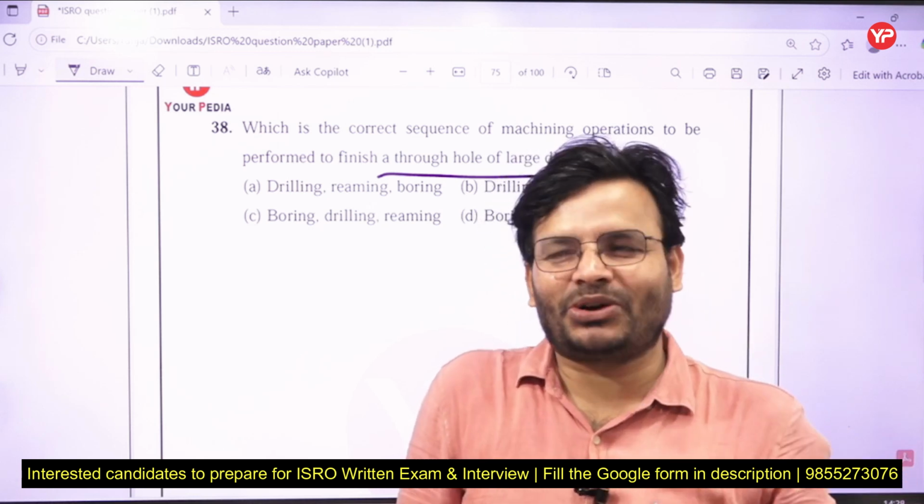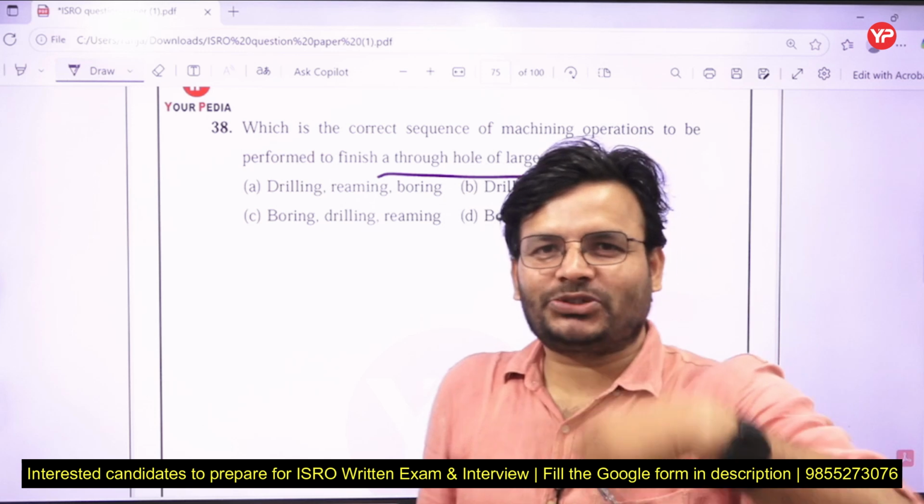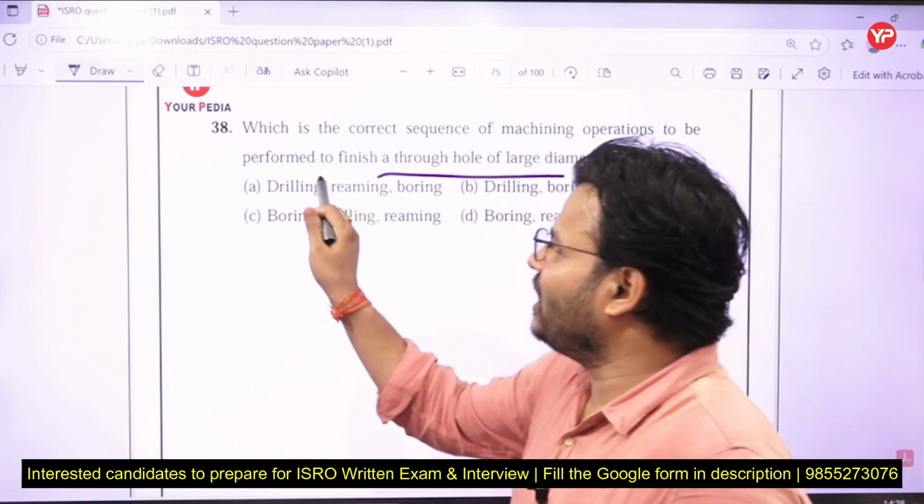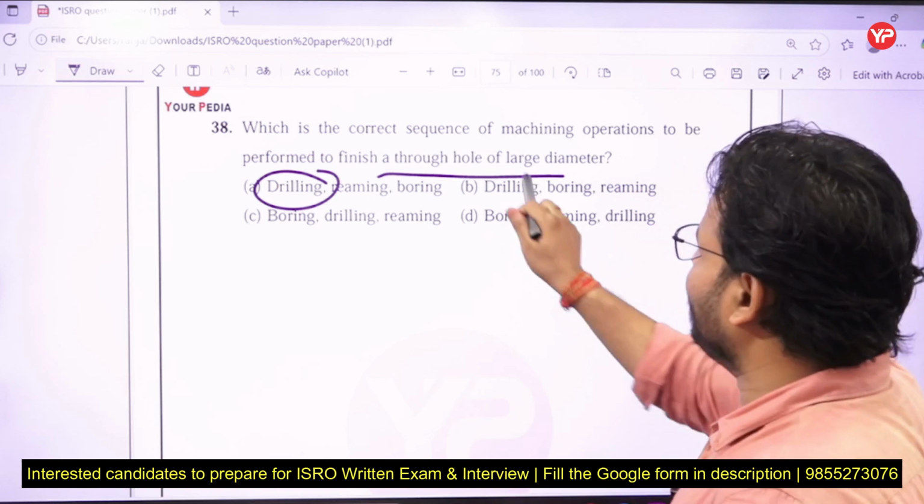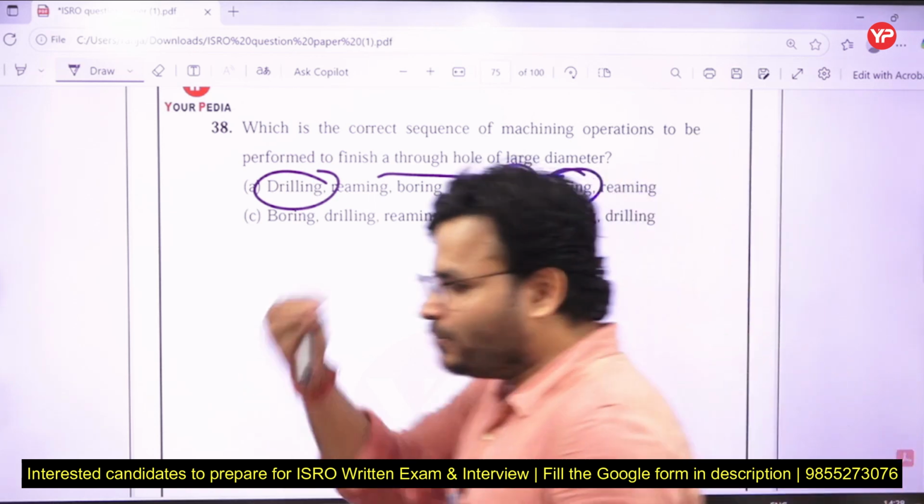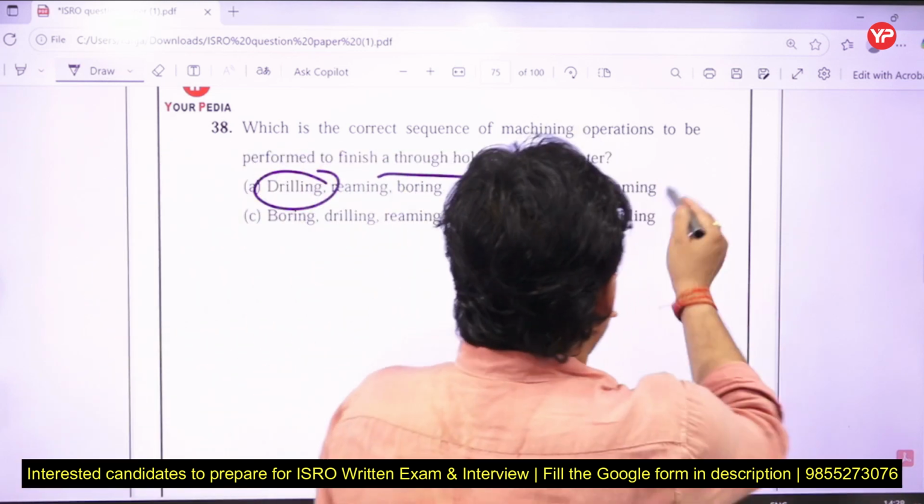Boring is sometimes called internal turning, you can also say. It is going to enlarge the whole diameter. So first of all, you have to do the drilling, right? After drilling, you have to do the boring, and after boring, if you want to get a more precise result up to the 3 decimal, then you have to use the reaming.